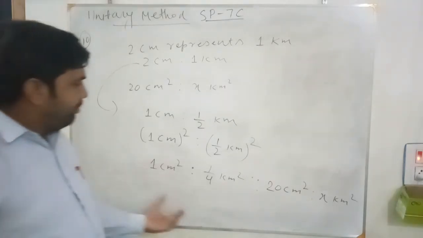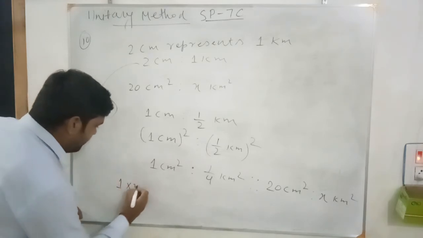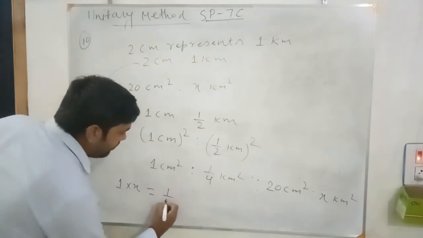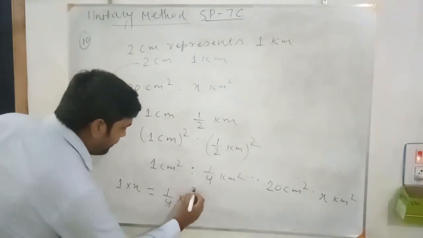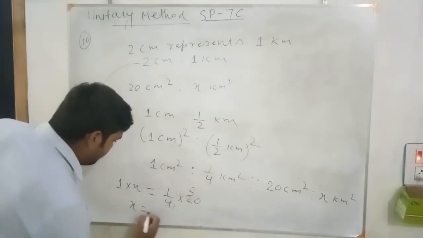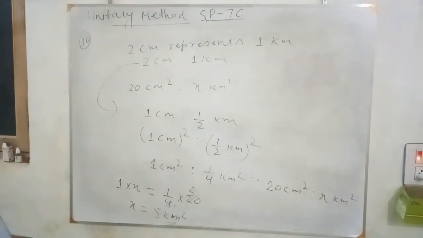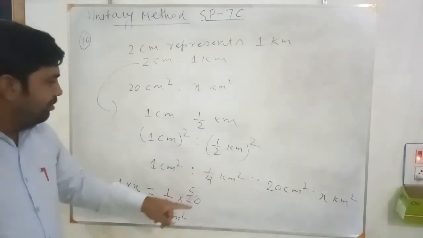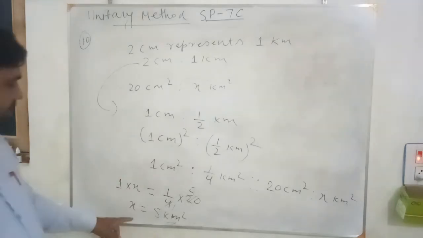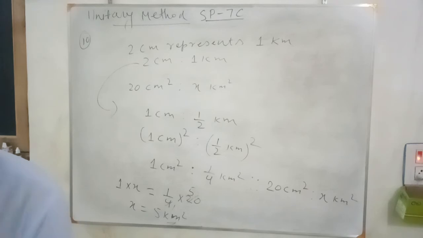Now see, by the law of proportion, the product of extreme terms, 1 into x, what do we get? 1 into x is equal to 1 by 4 into 20. So 4 ones are 4, 4 5s are 20. So x is equal to 5 kilometers square. Okay, understand? So 1 centimeter square area represents 1 by 4 kilometers square, so 20 will represent 5 kilometers square. Here we got it. Okay. Now question number 10, 7C. Let me check the answer.